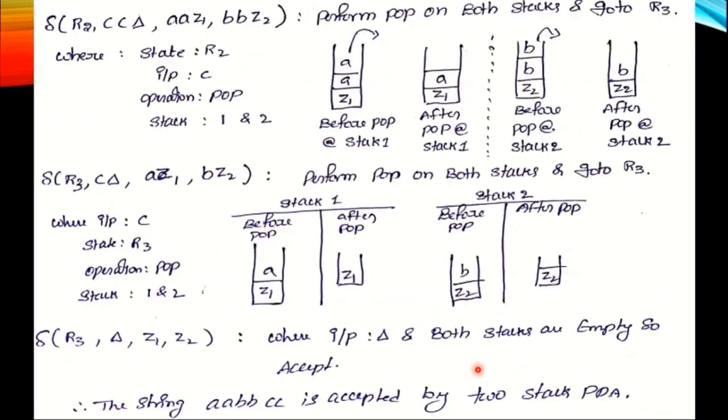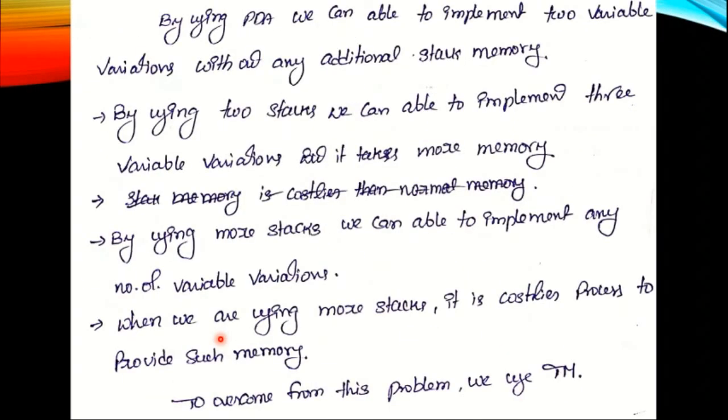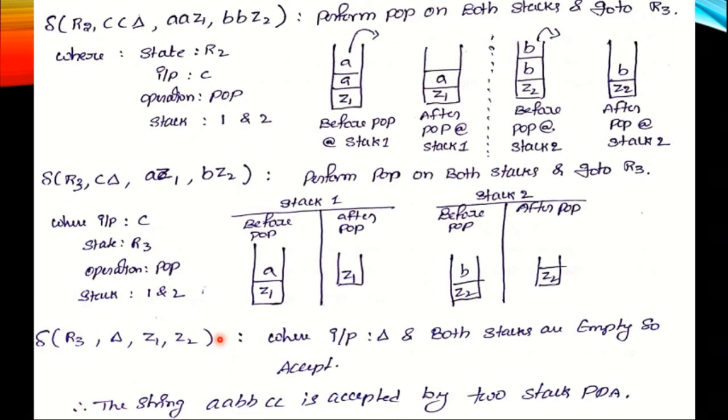From R3, the input is the end of the input and we perform the pop operation, and the top of the stack is empty, that means Z1. That's why accept. In case the top of the stack contains either A or B, then it will be rejected. So finally the string was accepted by the two stack PDA. This is the process of simulation.